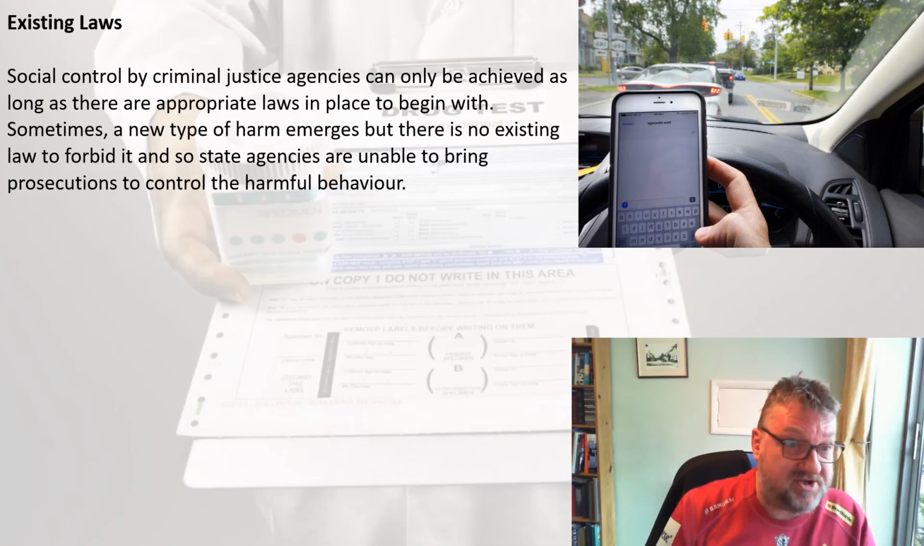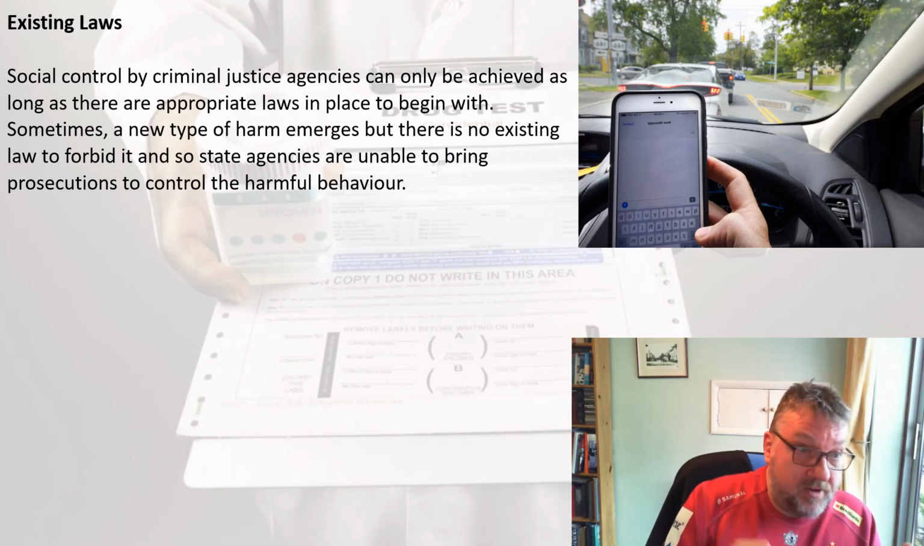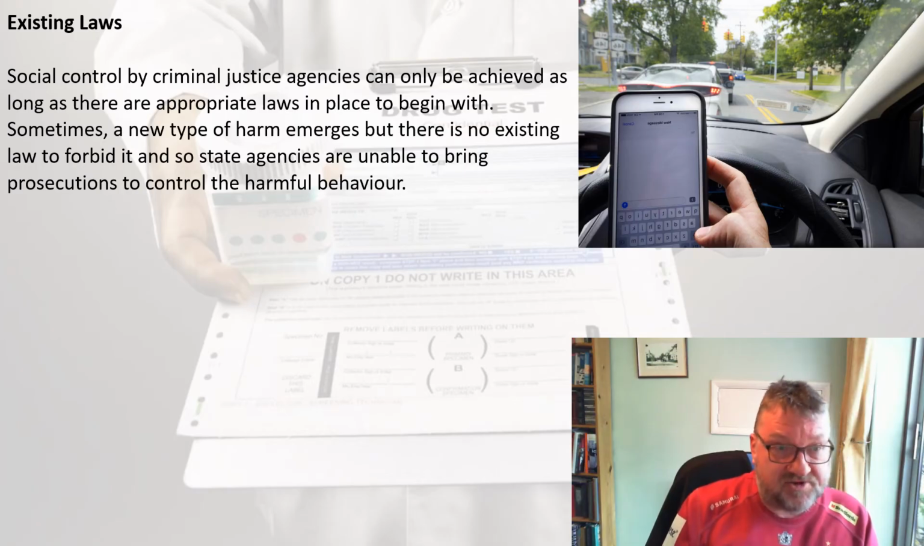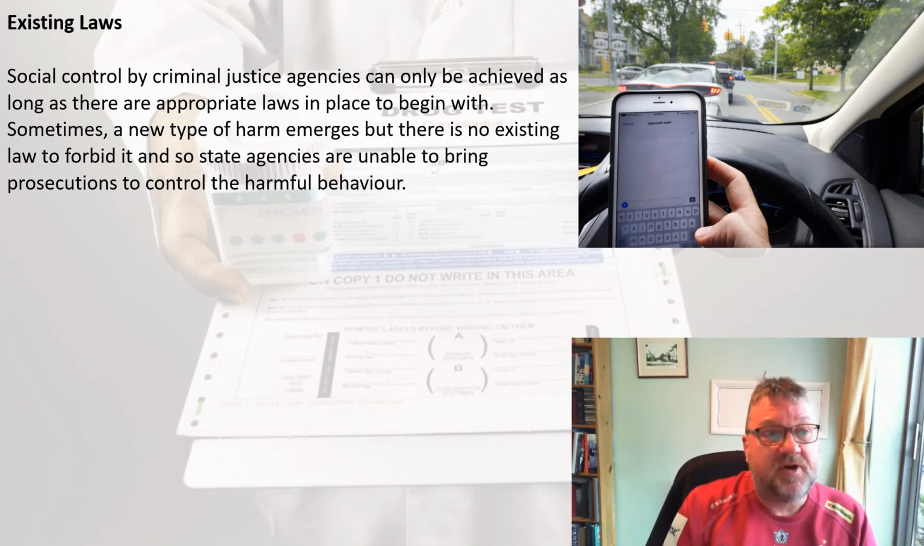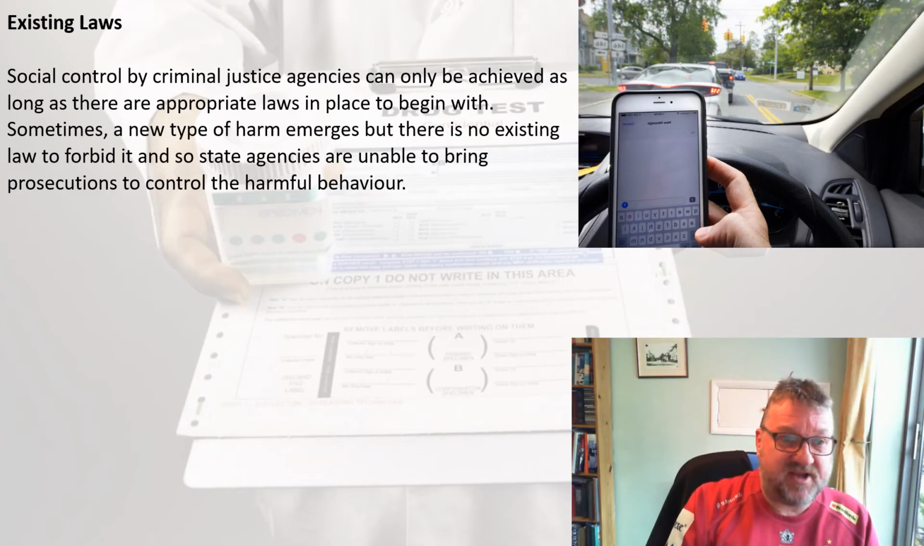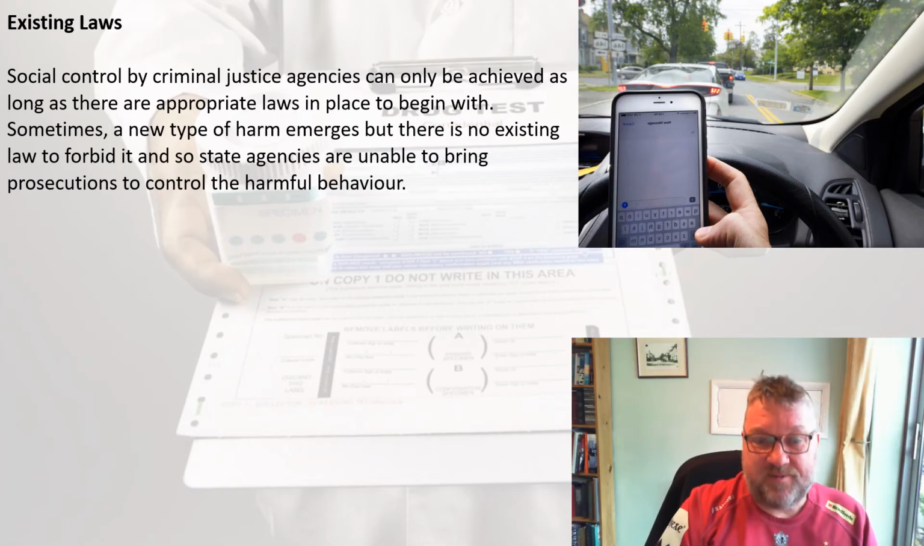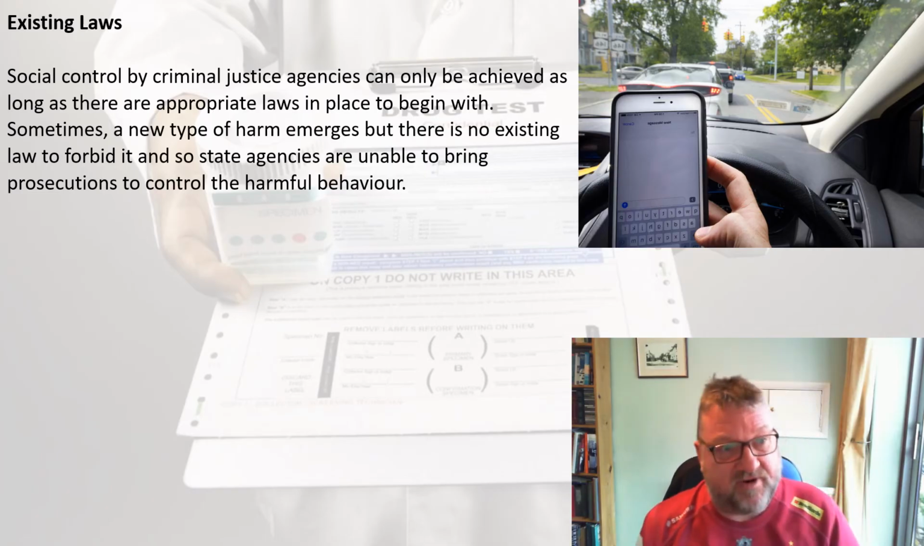What I mean by this, you can only achieve social control as long as the appropriate laws are in place to begin with. And what happens is, as time moves on, a new harm can emerge, but there's no existing law to forbid it. And if that's the case, state agencies can't bring a prosecution to control harmful behaviour because there's no law that legislates for it.